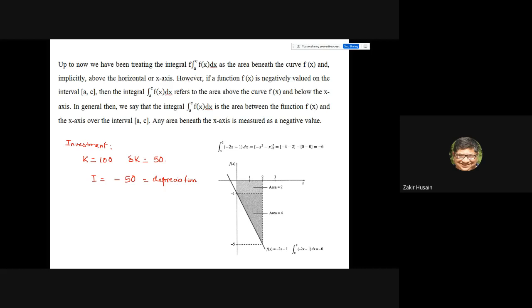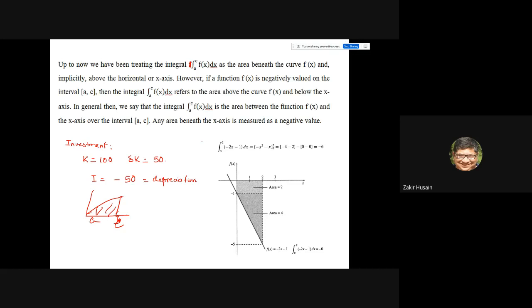Over here, this f is an extra. So far we have been treating this integral as the area beneath the curve f(x), like this. We have a to c, and we are finding out this area.